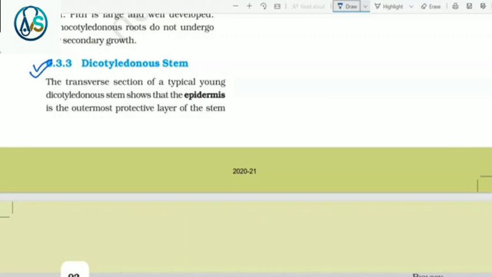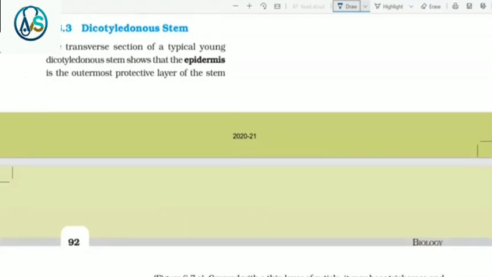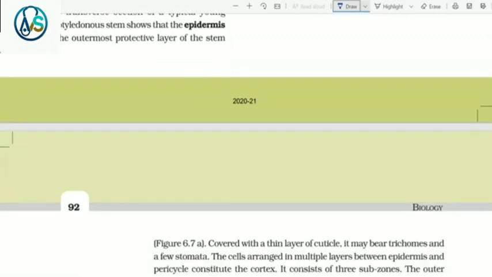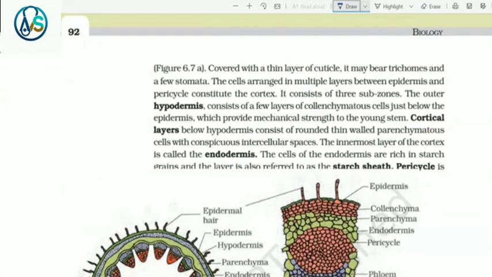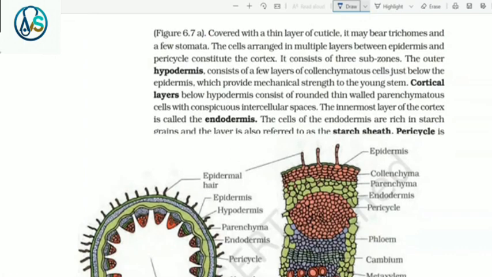6.3.3 Dicotyledonous stem. The transverse section of a typical young dicotyledonous stem shows that the epidermis is the outermost protective layer of the stem, covered with a thin layer of cuticle. It may bear trichomes and a few stomata. The cells arranged in multiple layers between epidermis and pericycle constitute the cortex. It consists of 3 subzones.